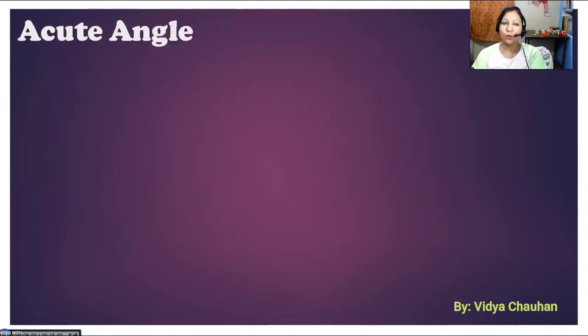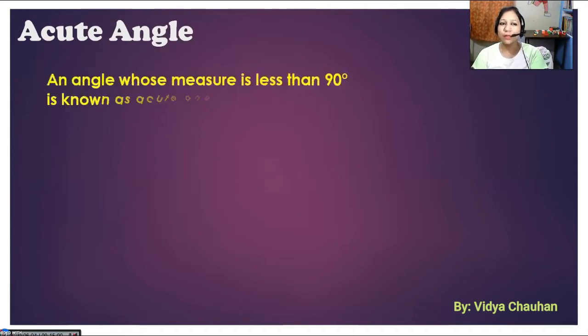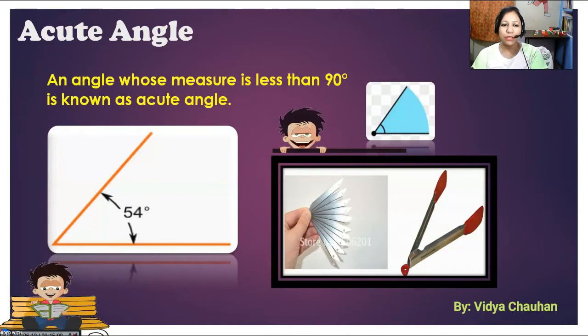Now, we will discuss these angles one by one. Let us see what an acute angle is. An acute angle is an angle whose measure is less than 90 degrees. As you can see in the picture here, there is an angle with 2 arms connected at a vertex, at a common point, and the angle covered is 54 degrees.